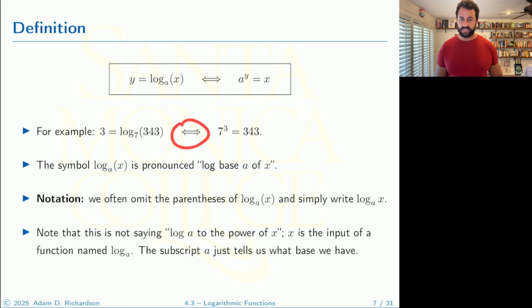So this equivalent statement here is just saying you can go back and forth and it's equivalent. This symbol here is pronounced log base a of x. A little notational note: a lot of times we will omit the parentheses that you see here and just write log base a of x like this, just because things can get a little bit cluttered and just to save us a bit of the visual clutter of having parentheses and parentheses and all these other things, okay?